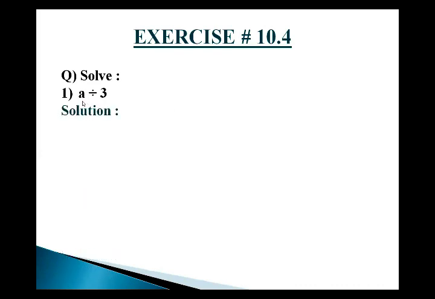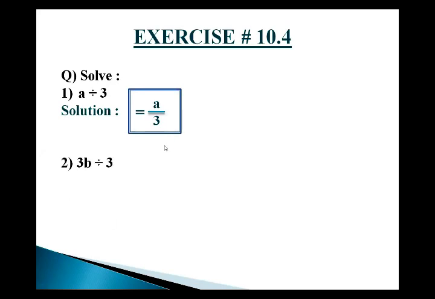So here you see there is no other variable or coefficient with this unknown. So that's why we just write it as a divided by 3, or write a as a numerator and 3 as a divisor. So here you see the answer of this, a divided by 3, is also written in the form of a slash 3 or a divided by 3. Okay, hope you all understand. Moving forward to the second question.